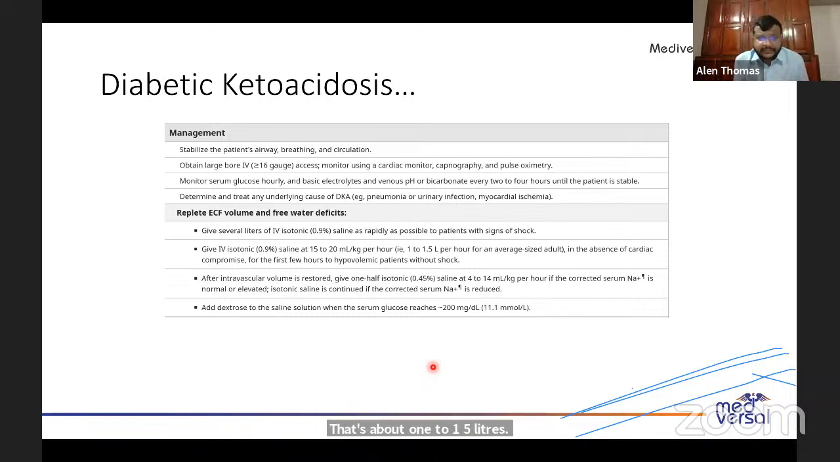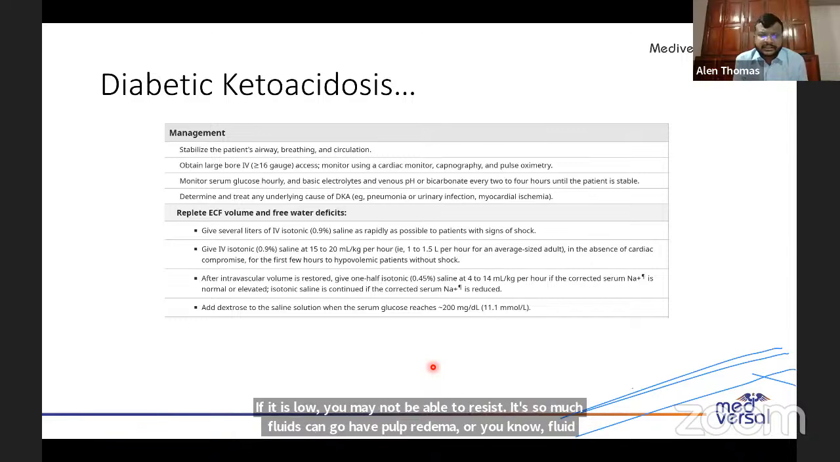And for the first few hours, you need to give this to hypovolemic patients. But make sure those patients don't have any underlying cardiac compromise, because if cardiac output is low, you may not be able to resuscitate with so much fluid. The patient can go into pulmonary edema or fluid overload.